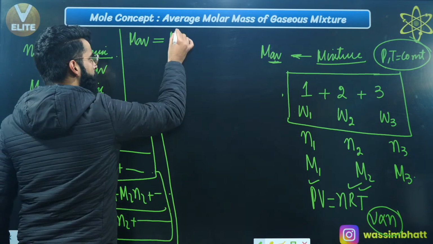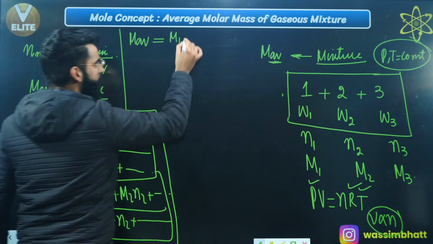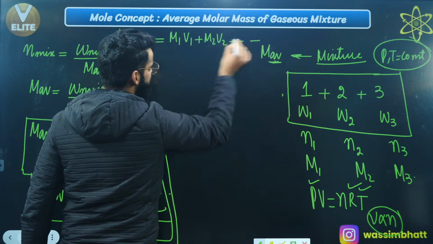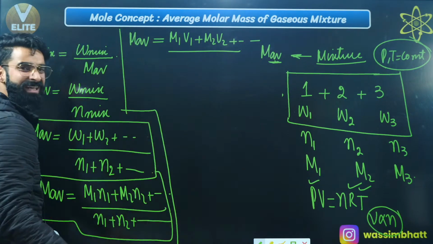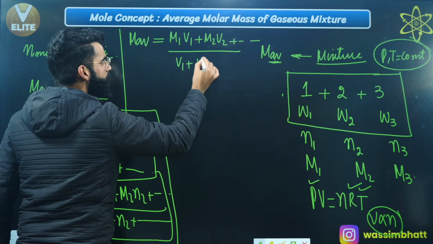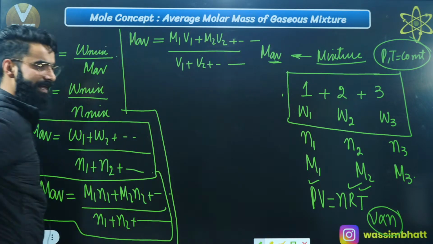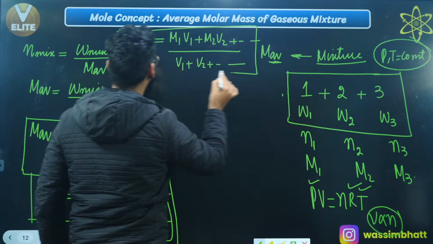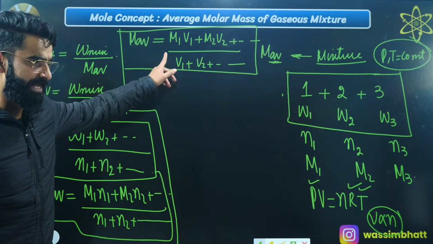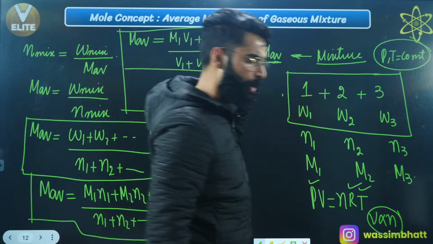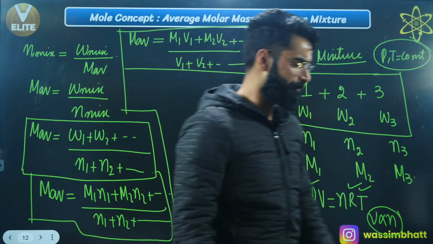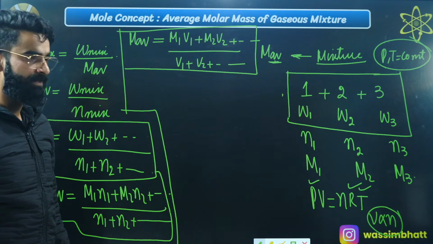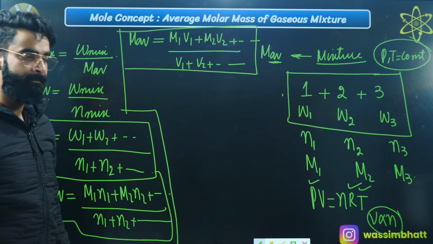And what is the formula all about? It's going to be equal to M1 multiplied by, instead of N1, you'll be writing V1 plus M2 V2 plus M3 V3 and so on, divided by N1 plus N2 plus N3. Instead of that, V1 plus V2 plus and so on, like this, yeah? Okay, so this is one more formula by means of which we can calculate the average molar mass of the gaseous mixture. But this formula you are going to use only if the pressure and temperature of the mixture is constant, right? Simple? Correct? Right, people?